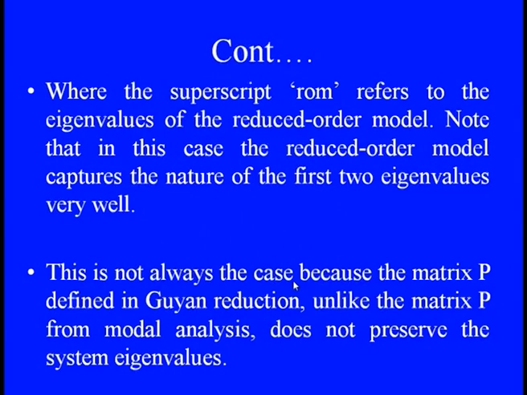But this is not always the case, because the transformation matrix P is defined by considering the Guyan reduction. So unlike the matrix P from the modal analysis, it cannot preserve the eigenvalue properties, as a similarity transformation always preserves the eigenvalues of the full system. So in this case we need to check how much preservation there is of the real eigenvalues of the full system.